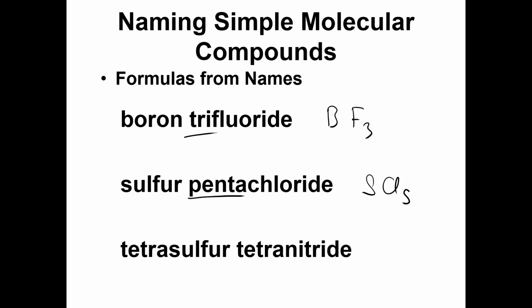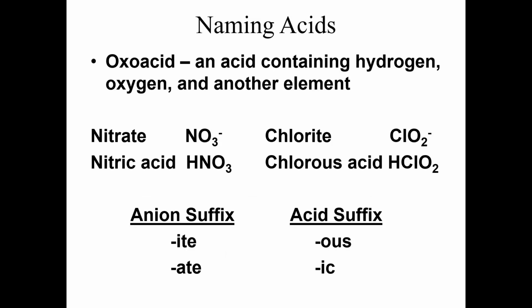And then tetra, sulfur tetranitride. So we have sulfur 4 and nitrogen 4. Again, these are always going to be binary. We just have 2 elements. Don't confuse it with the polyatomic ion. Don't throw any Roman numerals in there. And that is it. We have some other things that we name that follow different rules.